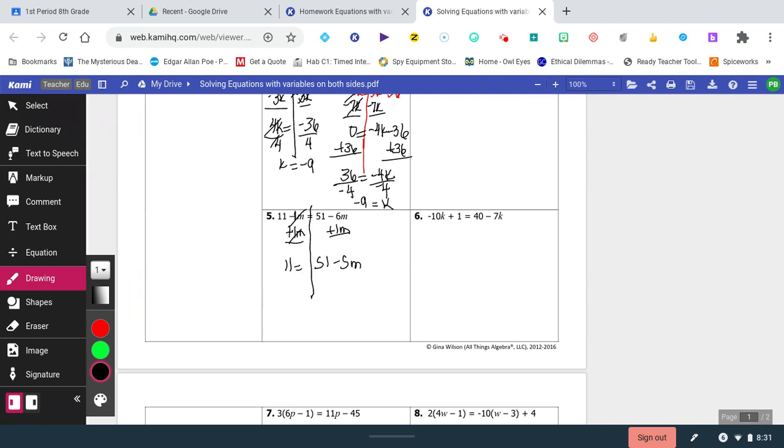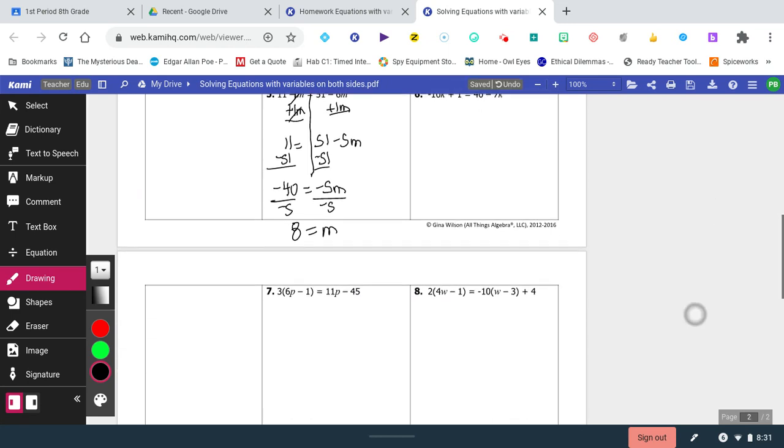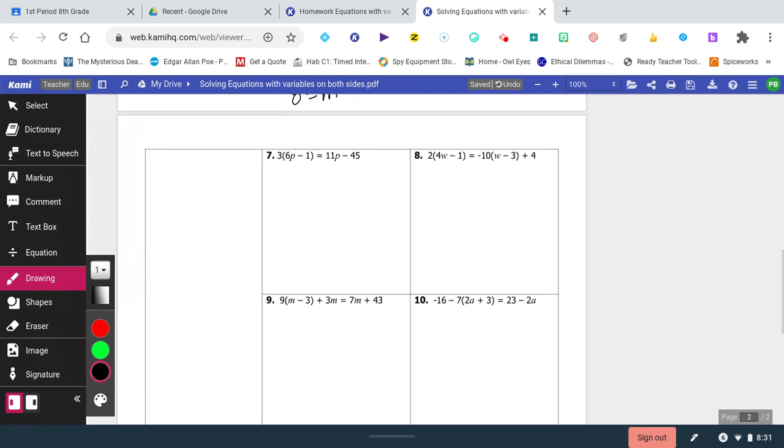Now I have a basic two-step equation. My M is on the right, so I need to remove that negative 5 and 51. Well, which one is not attached to the M? That would be 51. So I change the sign to 51, making it negative 51. So I end up with negative 40 equals negative 5M. Divide both sides by negative 5. And 8 is equal to M. And that's that, guys. That's what you do. If you don't see a coefficient or a number attached to a variable, go ahead and put your imaginary 1. All right, let's go to 7.